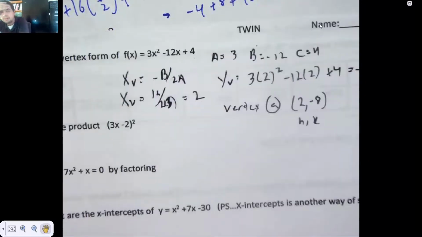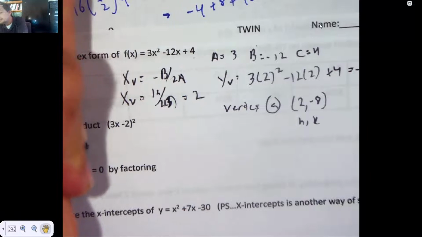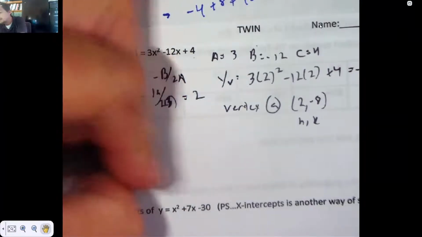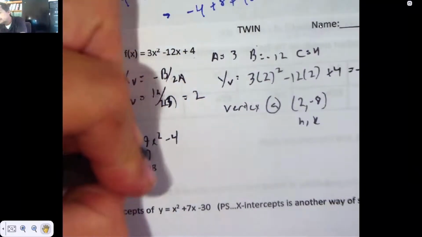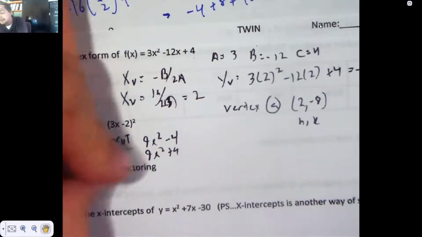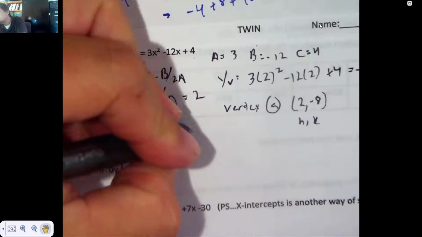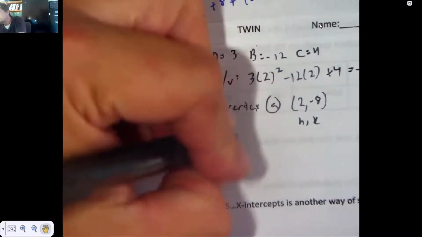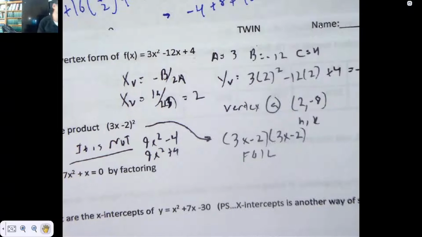13 is find the product of this. And by the way, it is not 9x squared minus 4. It is not 9x squared plus 4. It is not either one of those things. It's not that easy. What you're supposed to do is write the thing twice and then FOIL. Write it twice and FOIL. Okay?